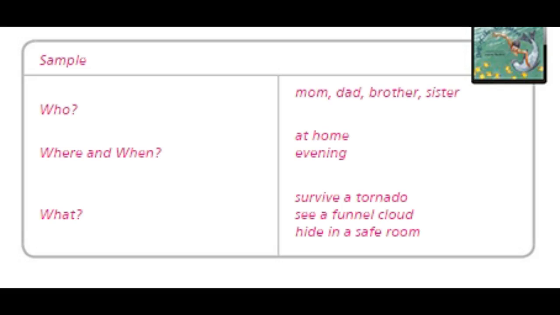A good plot introduces character, setting, and problem at the beginning. The middle of a story tells how the characters try to solve the problem, and the end tells the resolution or how the problem is worked out. Now, readers really like a resolution that provides closure and answers all of their questions.